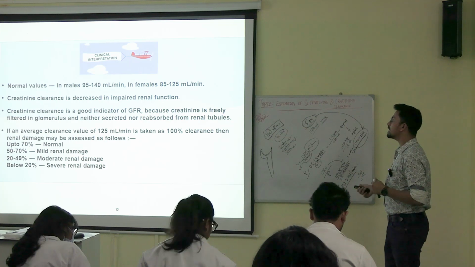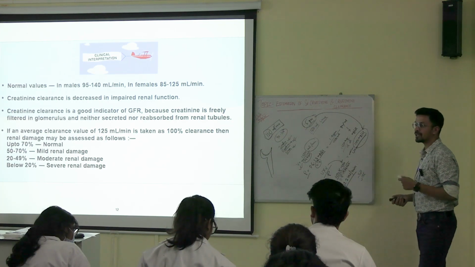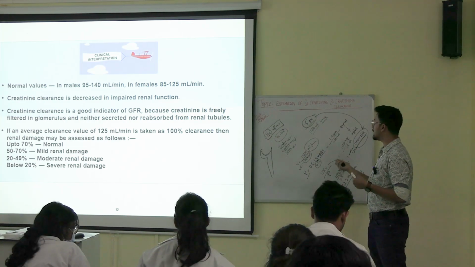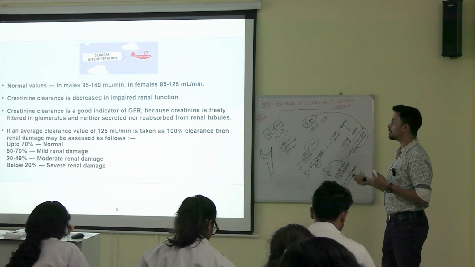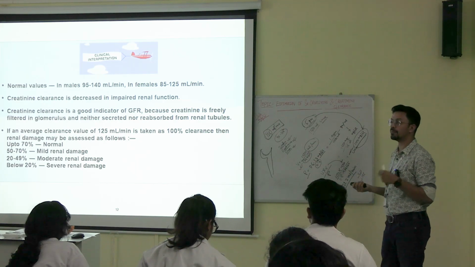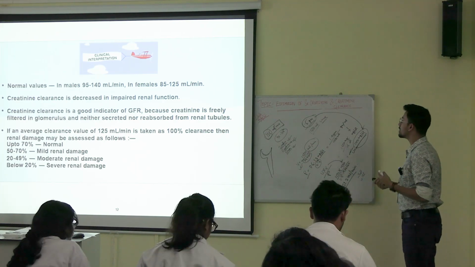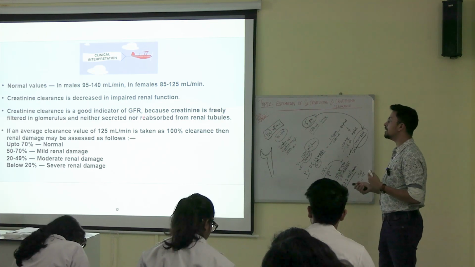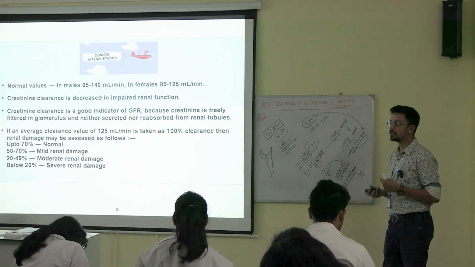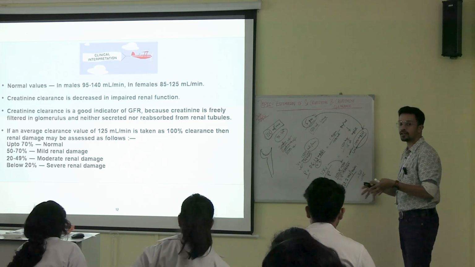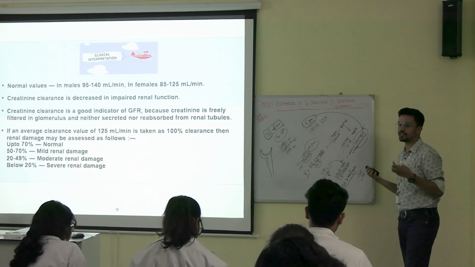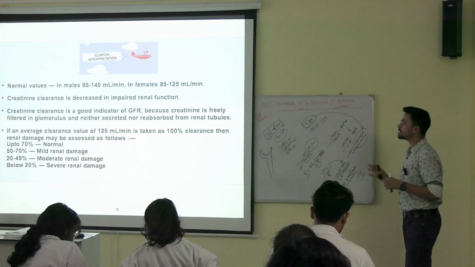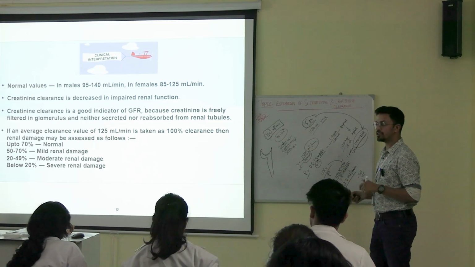Now, creatinine clearance is a good indicator of GFR. In the beginning of the class, I told you we are using inulin, creatinine and urea, everything. But why is creatinine a better indicator as compared to urea? Because creatinine is freely filtered by the glomerulus, and neither gets secreted nor reabsorbed by the renal tubules. The kidneys are neither secreting creatinine nor reabsorbing it. Whatever creatinine is coming, it is getting filtered out. So that is why it's a good indicator for the GFR.